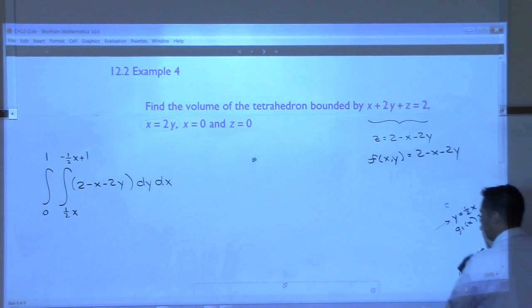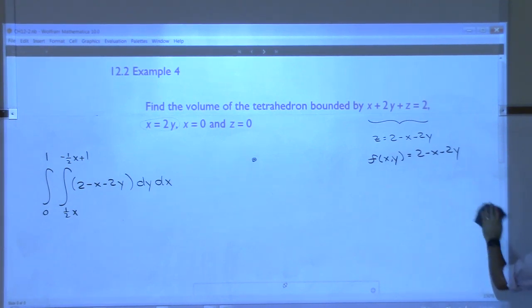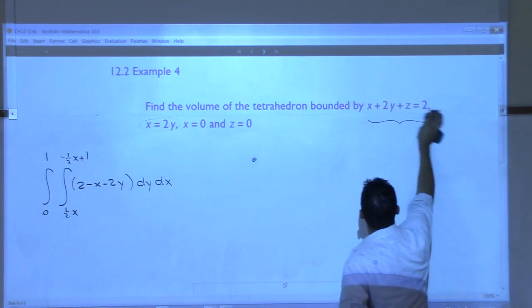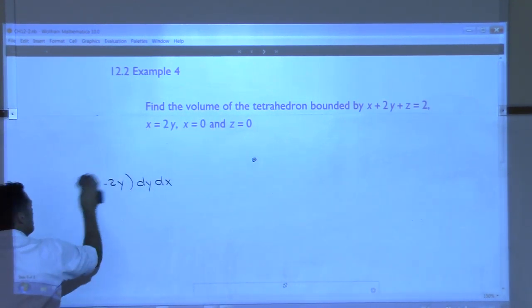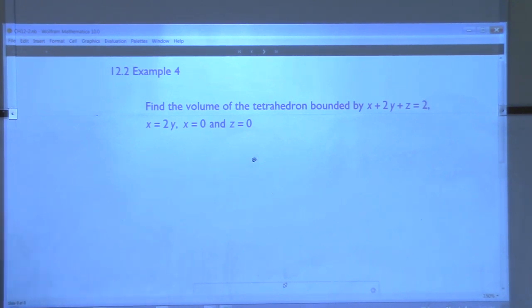All right, how do y'all feel about that one? A little bit more involved with the tetrahedron, with a little bit more going on there? Okay. I think the question for you becomes, do you have it set up properly? Is this the correct region?